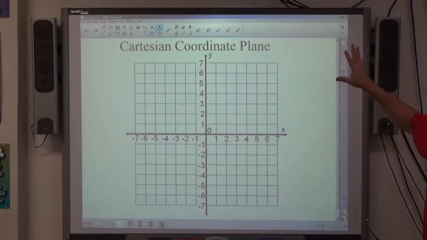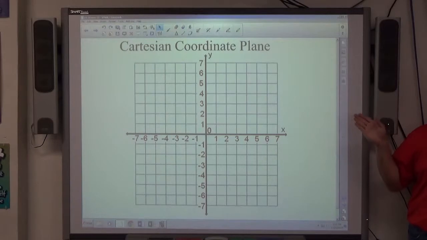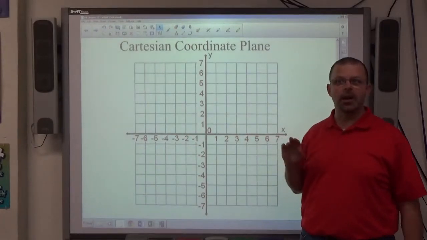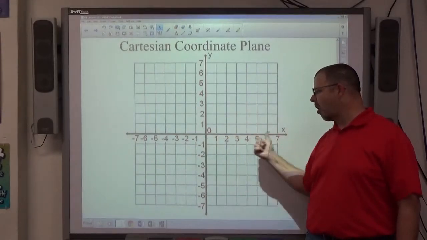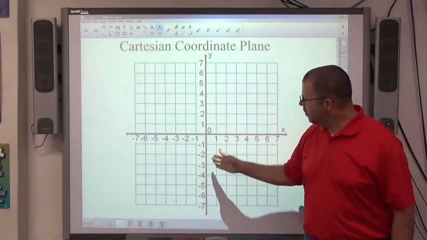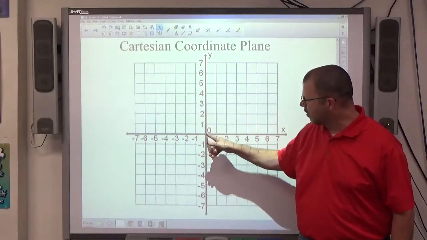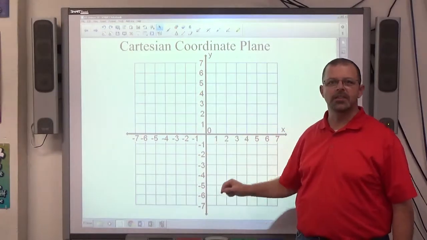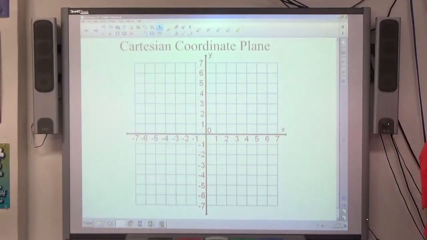On the board here, I've got what's called the Cartesian coordinate plane. It's basically an x-axis, which is a number line. Your regular number line you've always done, zero in the middle, all the positive numbers going to the right, all the negative numbers going left. And then you position a vertical number line over 0, and going up is positive, going down is negative. That's the Cartesian coordinate plane.